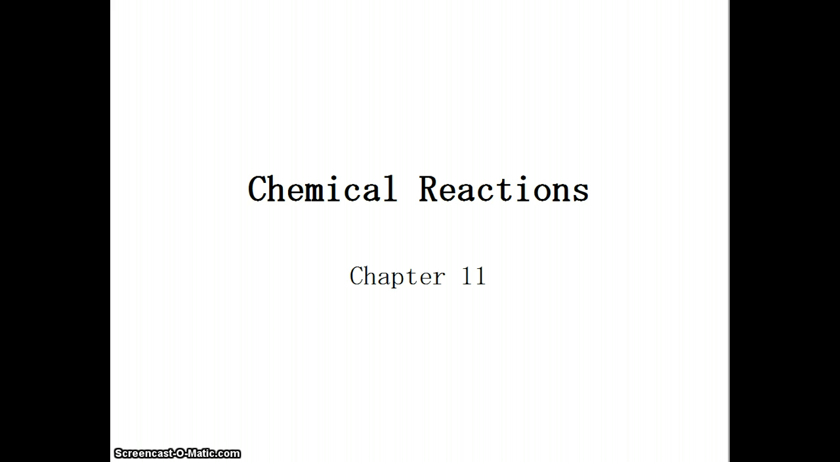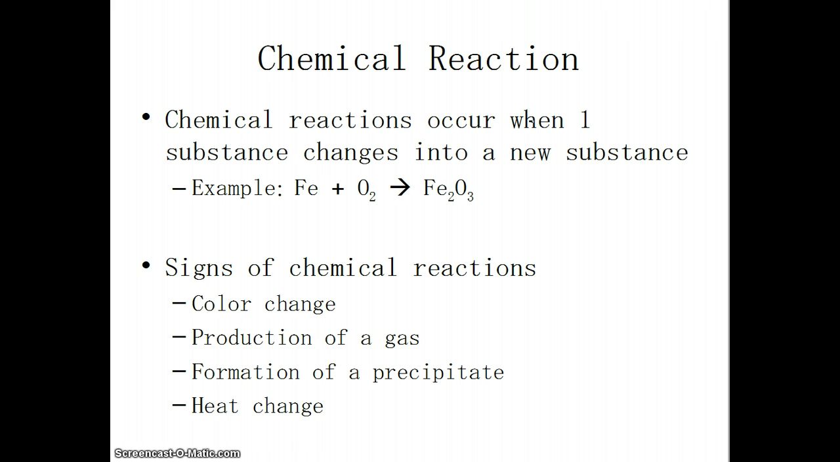Alright, so first thing we need to talk about is what a chemical reaction is. Remember, or basically the basics of them. Chemical reactions occur when one substance changes into a new substance. So for example, here we have iron and we have oxygen. Oxygen here is O2 because it is a Brinkelhoff, remember? Those are our diatomic molecules. Now, if we have iron plus oxygen, that turns into iron oxide, otherwise known as rust.